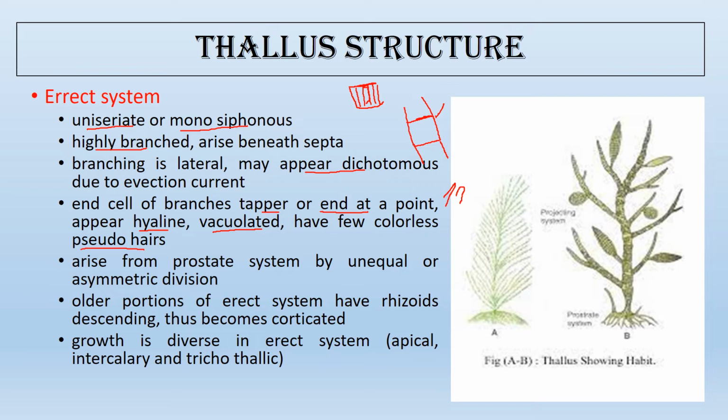Pseudo hair is a characteristic of Ectocarpus, because among brown algae, which have proper hair on the end cell, Ectocarpus only has pseudo hairs. And this erect system arises from the prostrate system by asymmetrical division, and the older region of the erect system develops rhizoids, and due to this formation of rhizoids, the lower or older portion of Ectocarpus appears corticated.